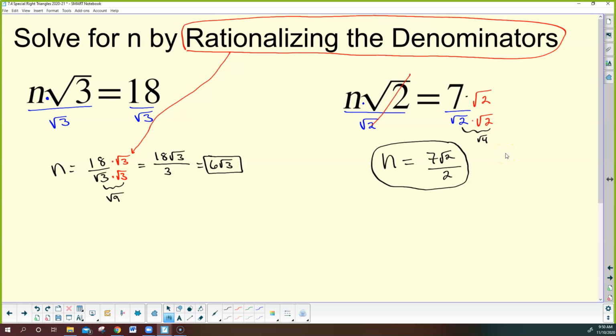So we're going to be using this skill throughout today to simplify. And just so you know, when we say rationalize the denominator, it's getting the denominator to not have a square root in it.